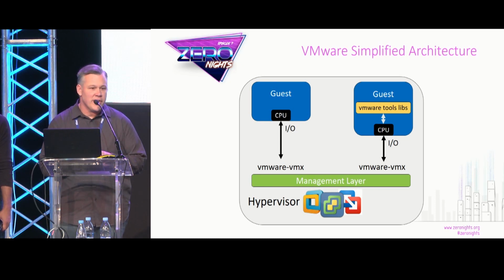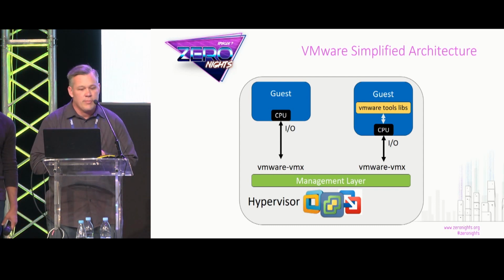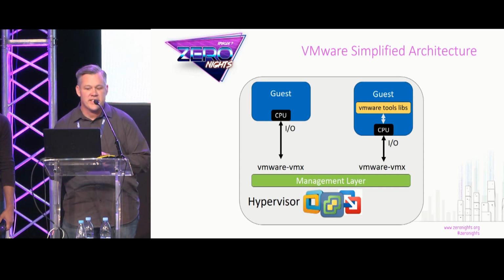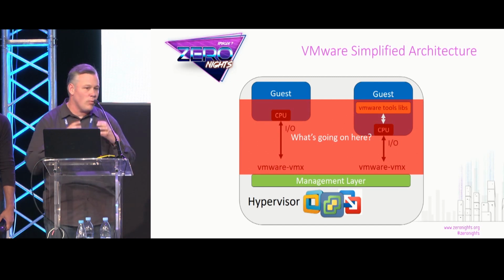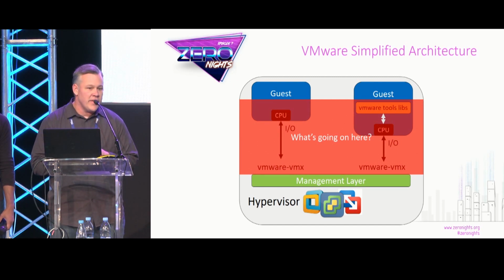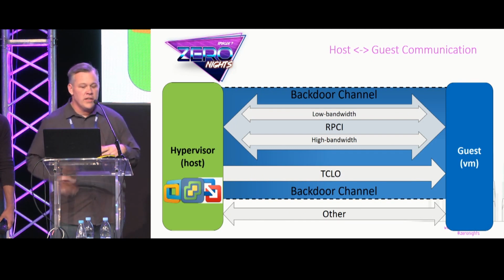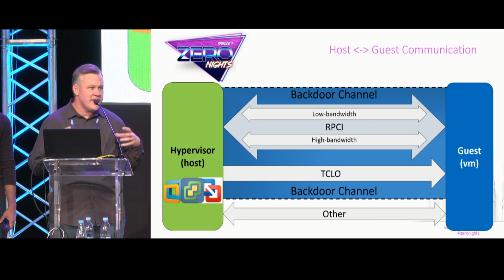Now you can interact directly with the hypervisor through the virtual CPU, but you can also interact with the hypervisor management layer by interacting with some of the VMware tool libraries that exist, and we'll talk about covering both of those. But there's a lot of detail there, right? So what do you want to actually target as a researcher is what we're going to be looking at. Specifically, between the guest and the hypervisor, the host itself, there is what VMware calls the backdoor channel.